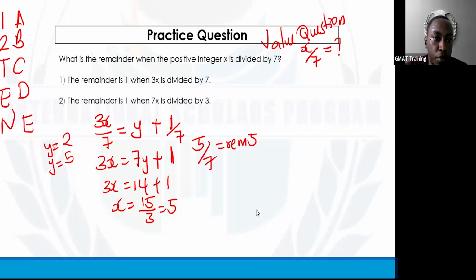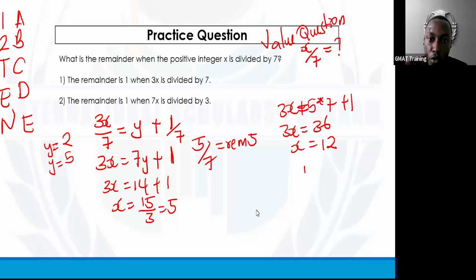What if y is 3? That's 21, so 22. With 4, that's 28, 29. With 5, that's 35, that's 36, yeah, that's possible. So we can have 3x equals 5 times 7 plus 1, which is 35, that's 36. So 36 equals 3x, so x would be 12. If you divide 12 by 7, then you'll have a remainder of 5.